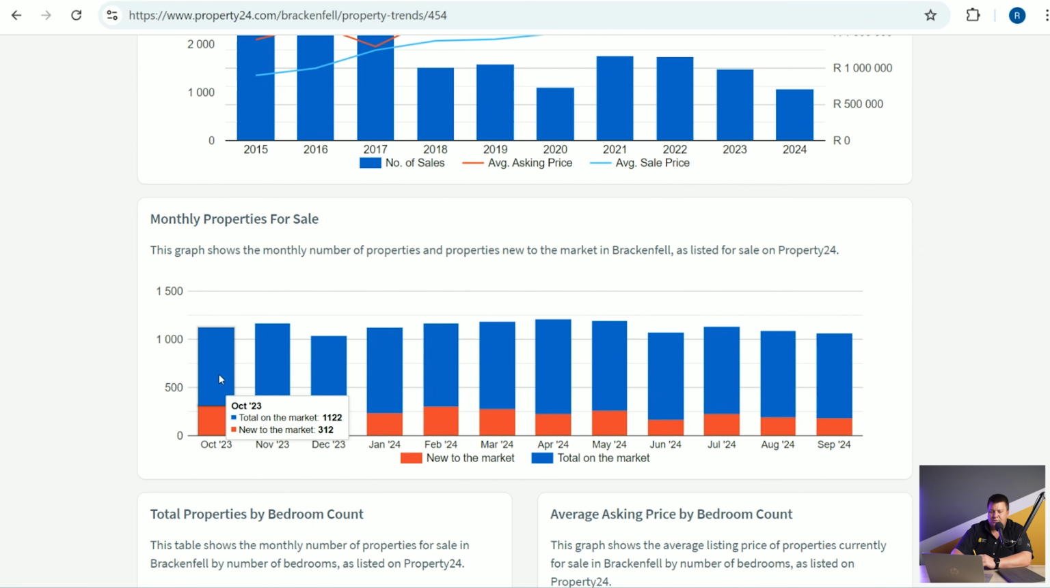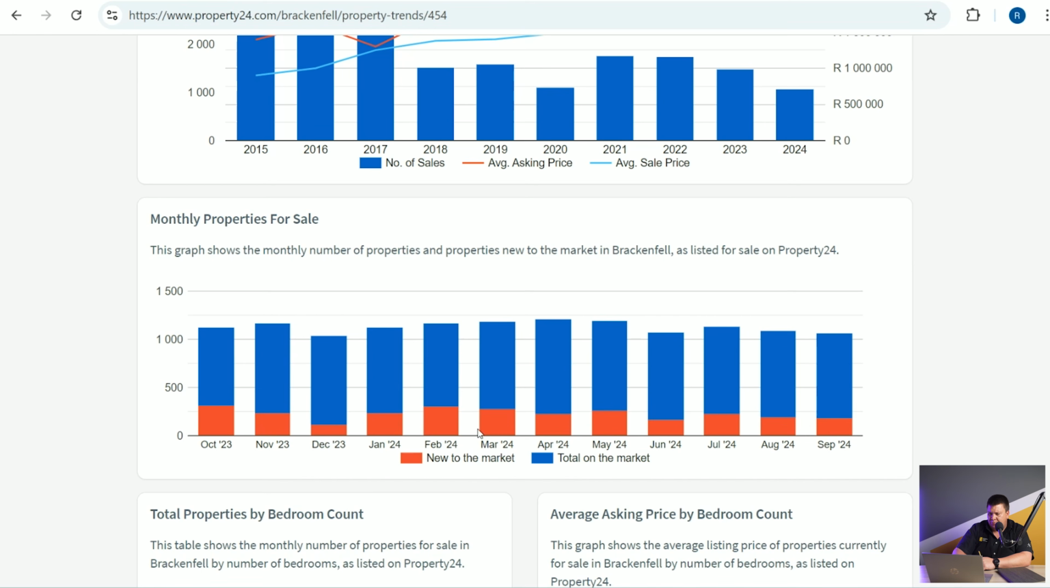Then looking at properties for sale, you'll see the different stock levels. So that next graph deals with the total number of properties in the market. In October 2023, it was sitting at 1,100 properties, of which new properties introduced to the market in that month were 300. You can see that remains relatively stable up to September 2024, which is last month. Again, total stock on the market sitting at around 1,060, and new to the market about 180.